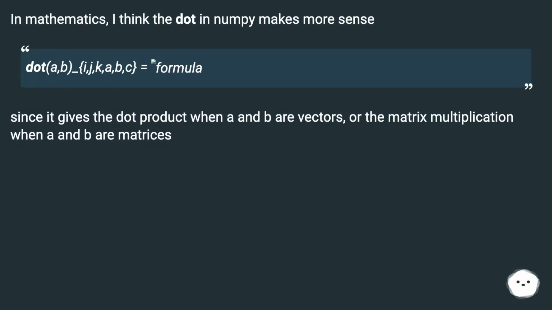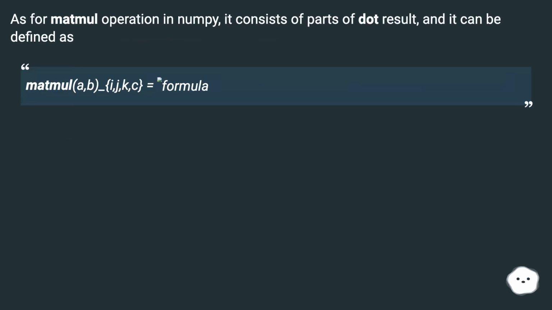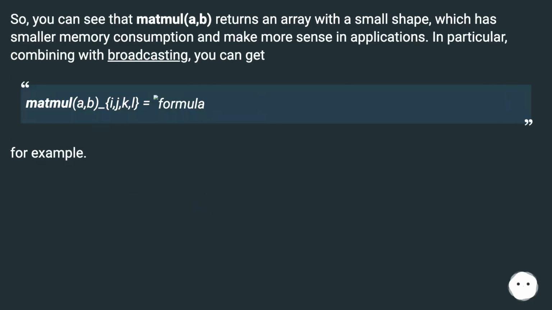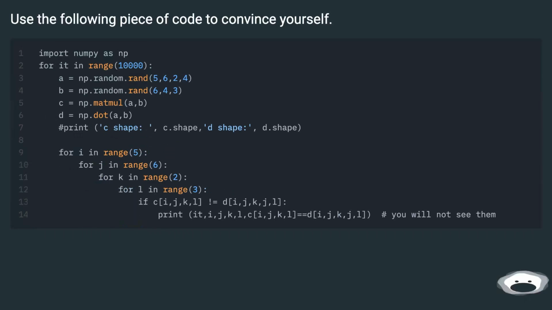In mathematics, I think the dot in NumPy makes more sense, since it gives the dot product when A and B are vectors, or the matrix multiplication when A and B are matrices. As for the matmul operation in NumPy, it consists of parts of the dot result, and it can be defined as follows. So you can see that matmul(A, B) returns an array with a smaller shape, which has smaller memory consumption and makes more sense in applications. In particular, combining with broadcasting, you can get, for example, the following. Use the following piece of code to convince yourself.